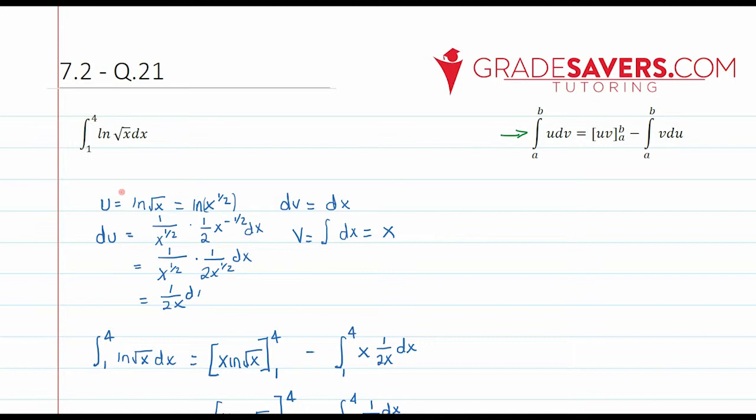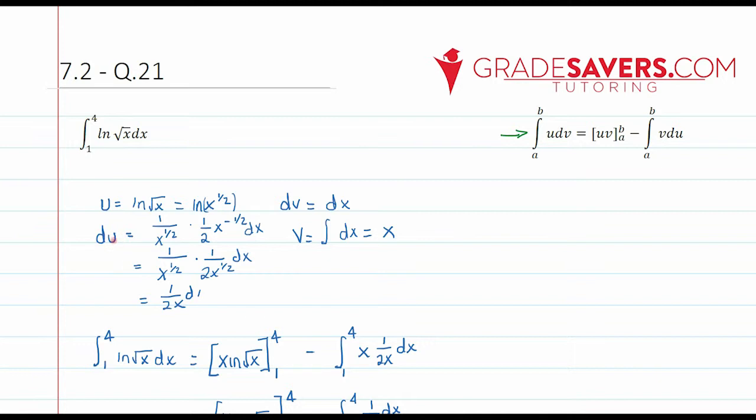The reason it's important to select the right u is because once you have the proper u, dv is everything else that remains. In this case, u is equal to ln root x. So once we get rid of our ln root x, our dv is simply dx.